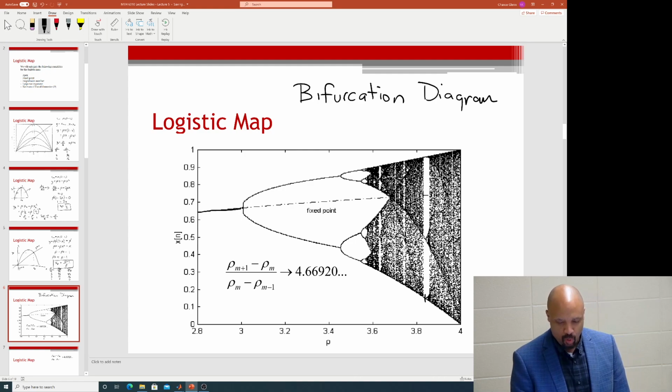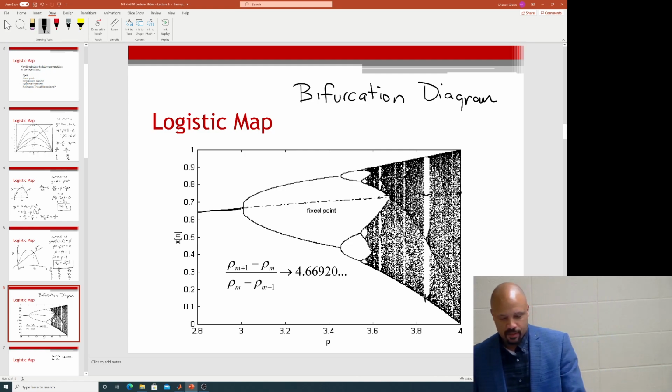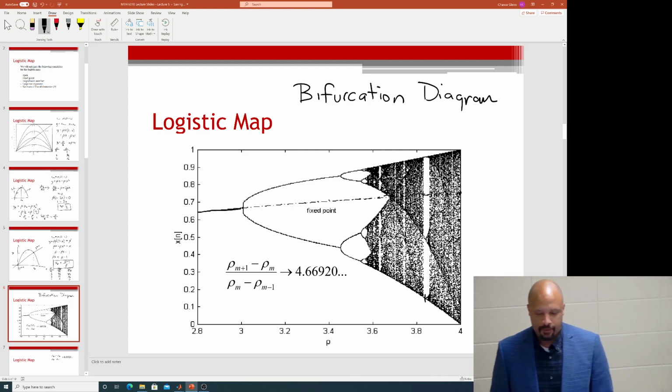The fixed point kind of runs in this way. And as you see R, or rho in this case, changing, that fixed point changes as well. And at 4, at 0.75 is probably right around here. And so that fixed point is running through here.